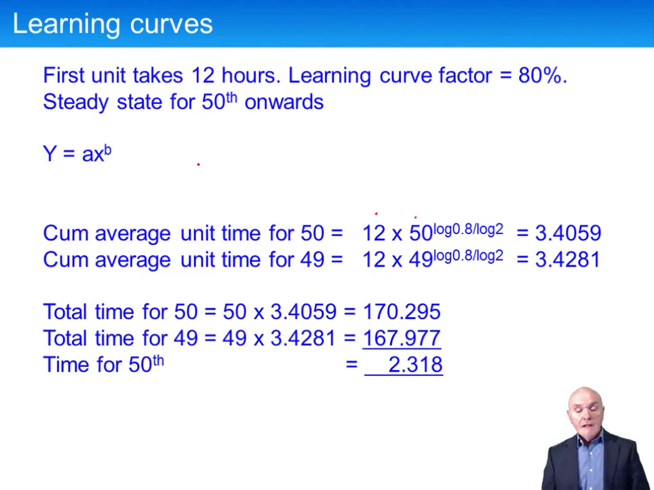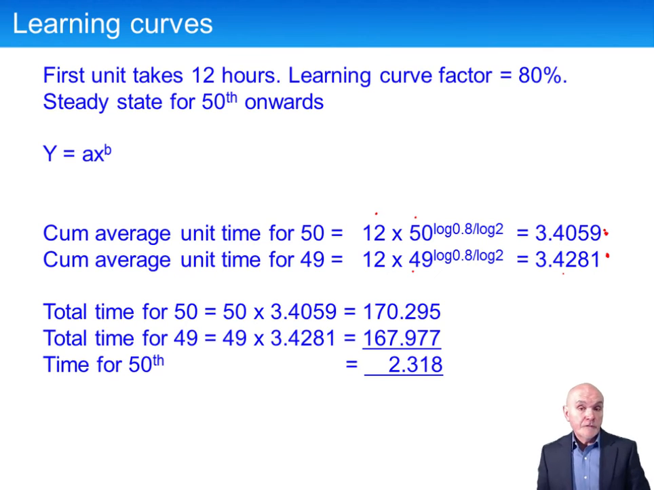Anyway. Here what we have is the cumulative average unit time, by the time we got up to 50, is 30.4059. And if instead of going to 50, we were simply to go to 49, the cumulative average unit time would be that. Notice this here is greater than that one. Because by the time we've made 49, we haven't got quite as much learning improvement as by the time we've got to 50. The total time for 50 will be more. But the cumulative average time for 50 will be less because the 50th will pull down the average.